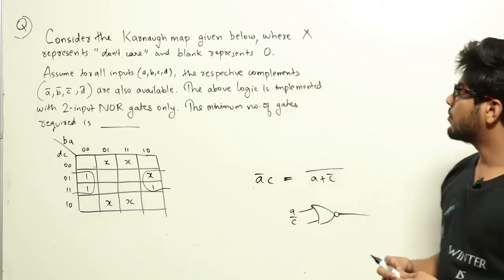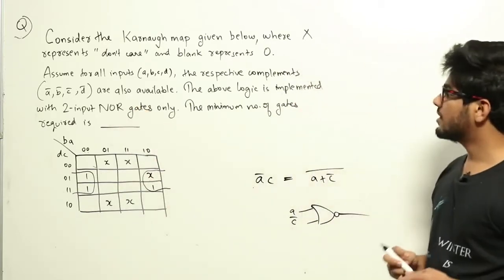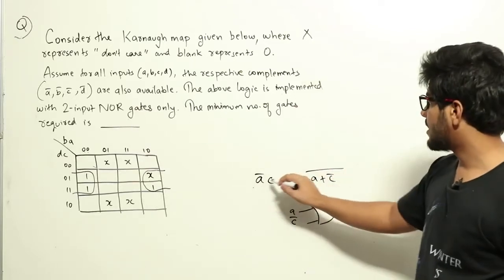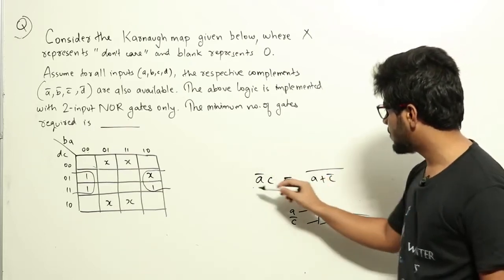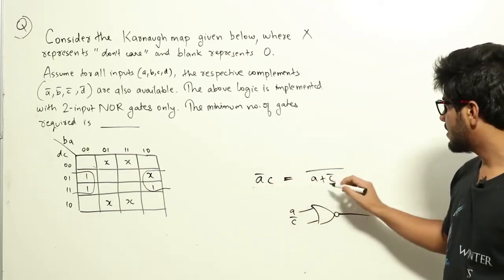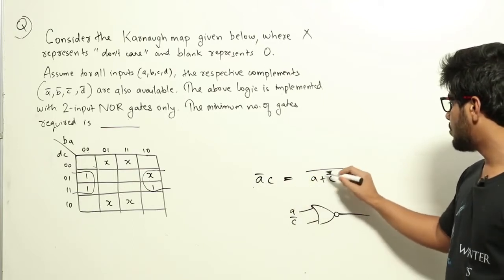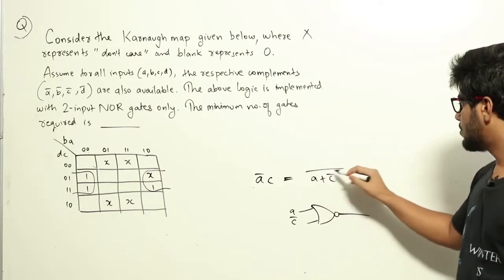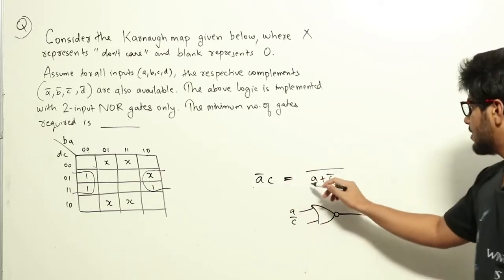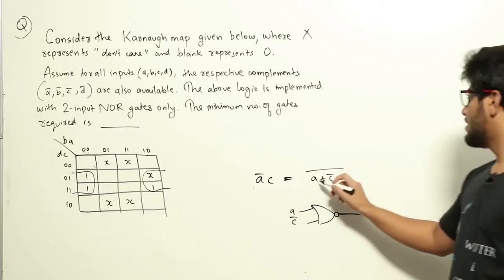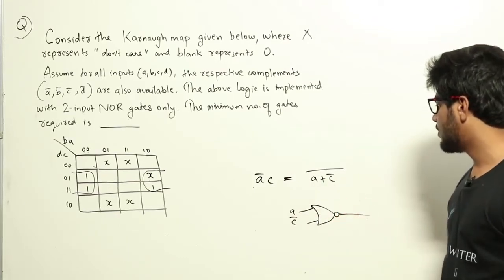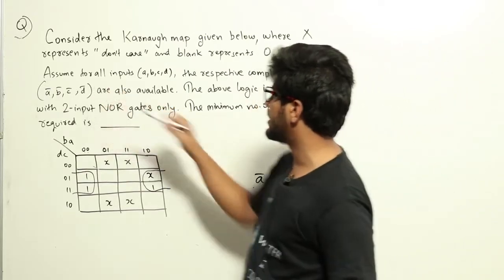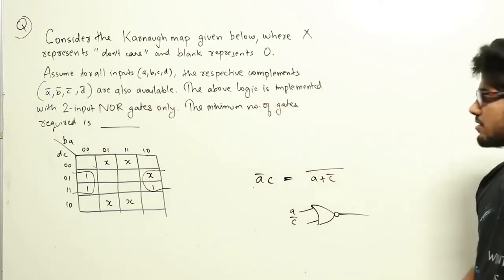Now in the question they have asked for two input NOR gates. What a NOR gate does is, when we input A and B, it will give (A plus B) the whole complement. Using De Morgan's law, we can write it as (A plus C complement) the whole complement. (A plus C complement) the whole complement is A complement into C complement complement, that is A complement C. This is what we can express using just one NOR gate, with A and C complement as input. In the question it was given that complement forms are also available. That's why we could do it using just one gate. So the answer is 1.